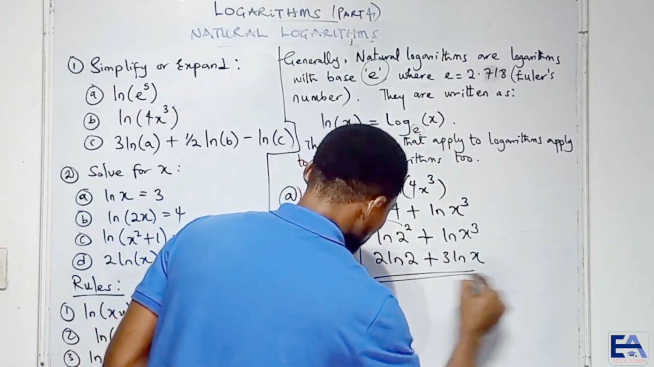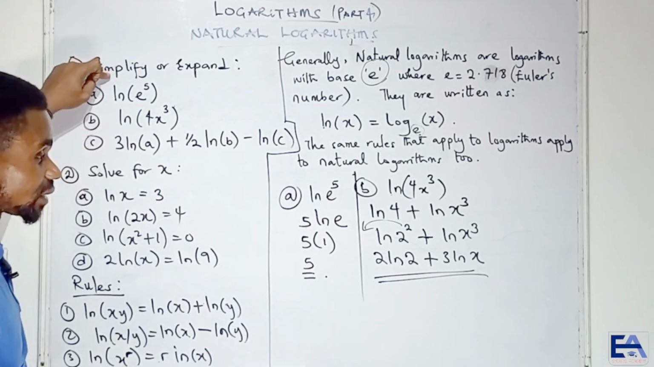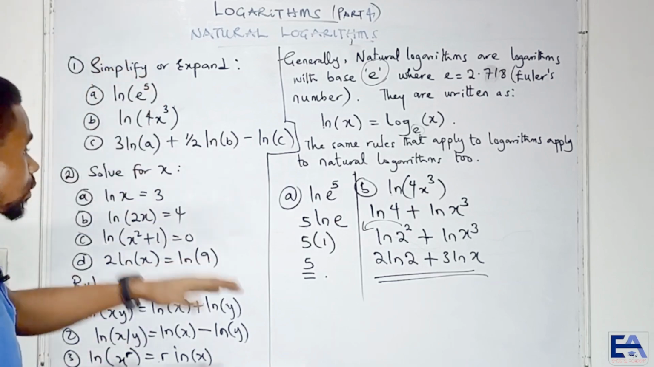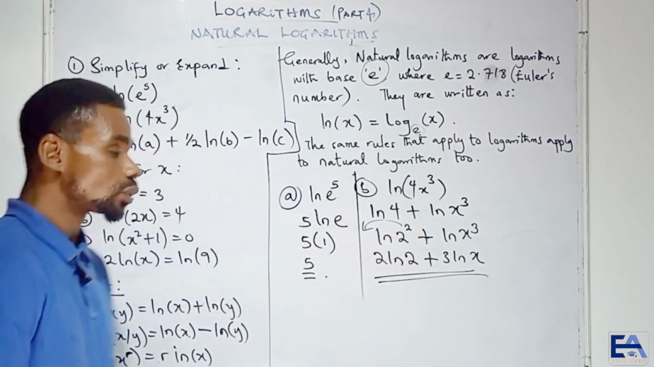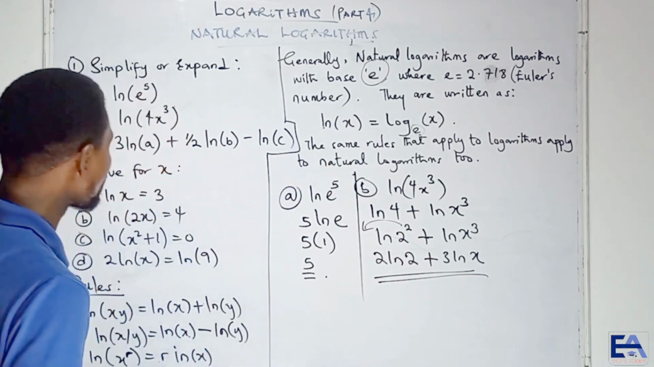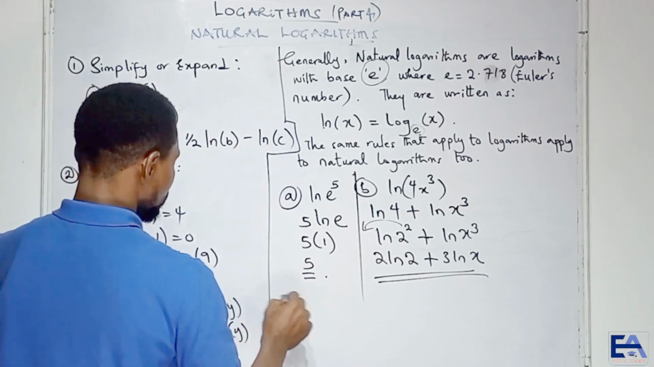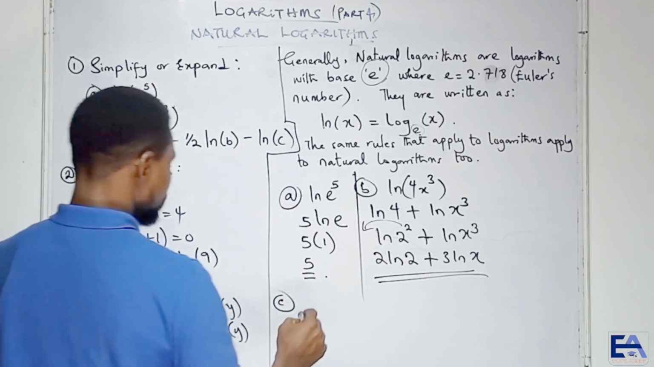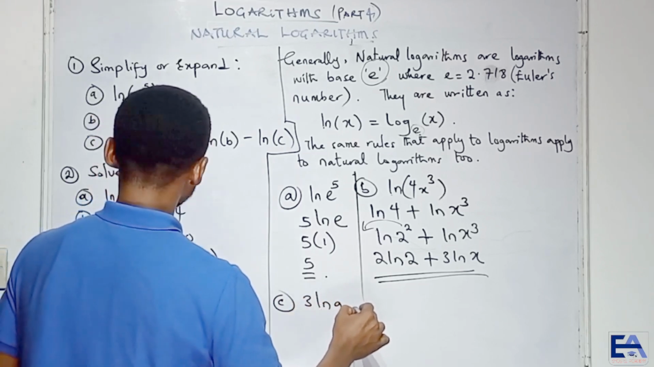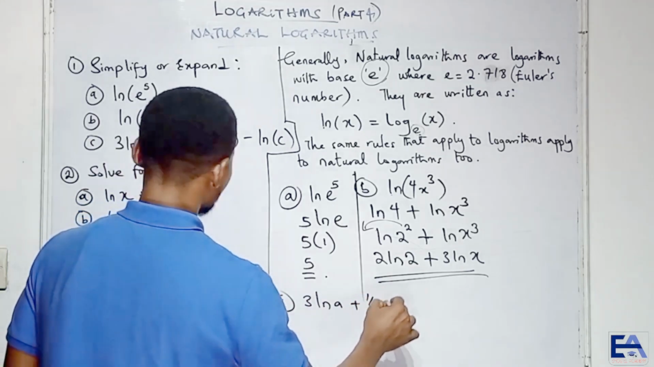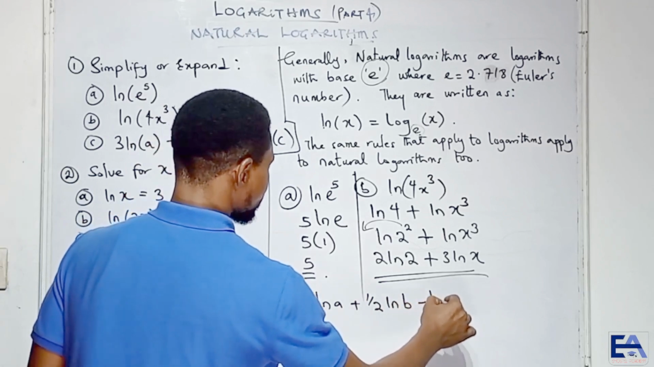So to cut the long story short, you stop here because the question asks you to simplify or expand it, which you have done, and you stop exactly there. There is nothing more you can do. Okay, so now the next question, the C part. The C part says 3 ln A plus half ln B minus ln C.